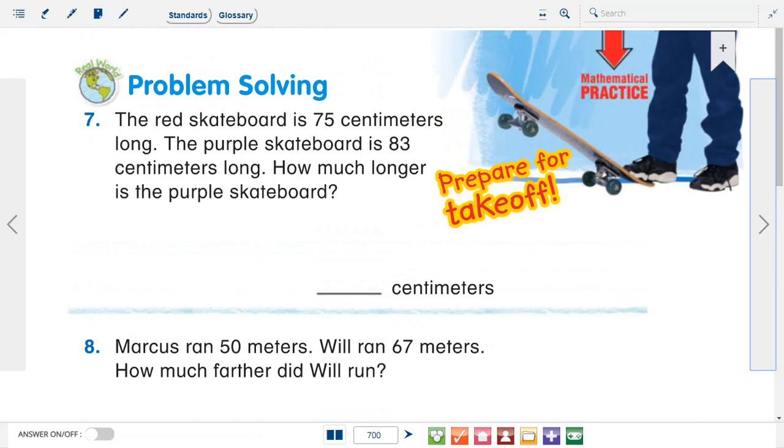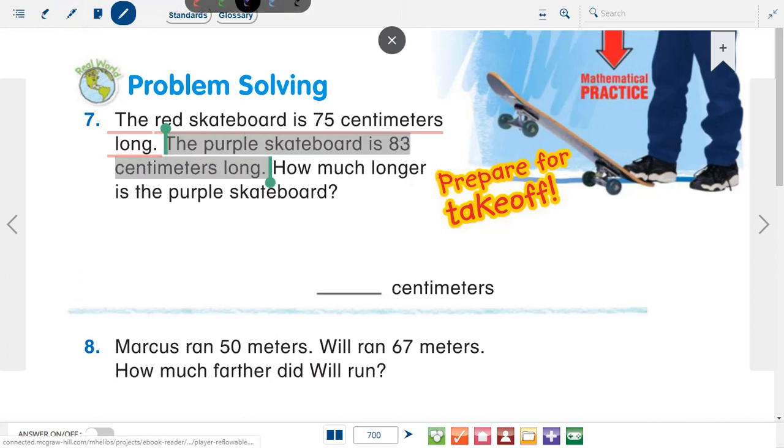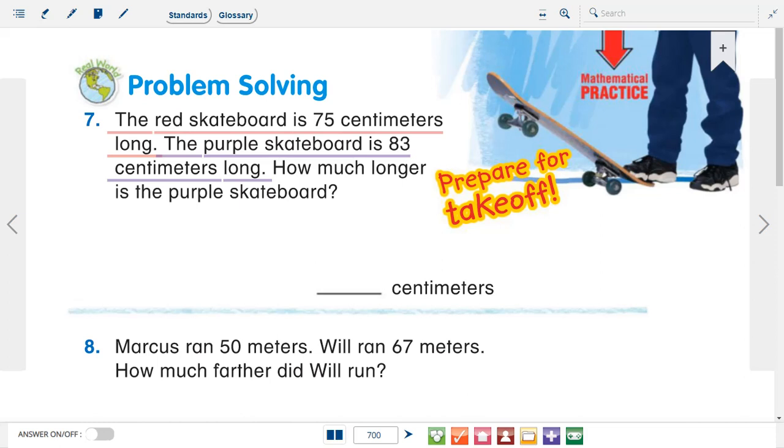Now, problem solving question 7. The red skateboard is 75 centimeters long. Let's try to underline this. Because it is red, let's put a red line. Now, the purple skateboard is 83 centimeters long. Okay, let me try to underline this too with blue color, because we don't have a purple color. Oh, we have. Okay.